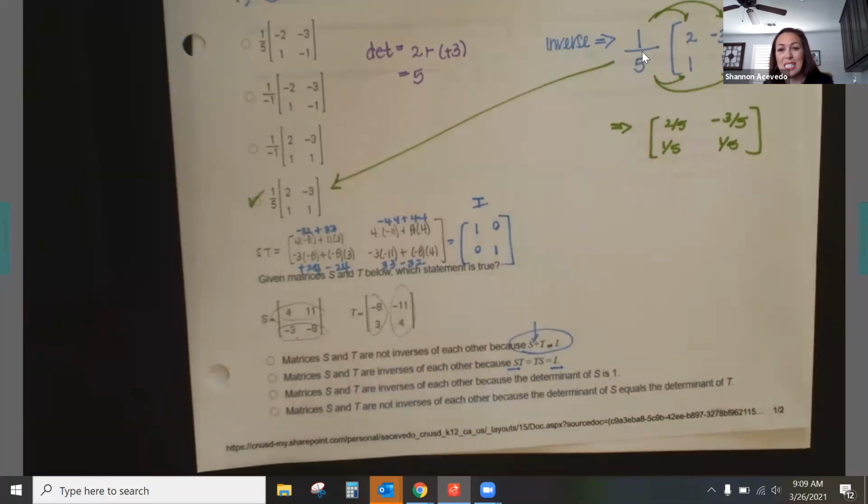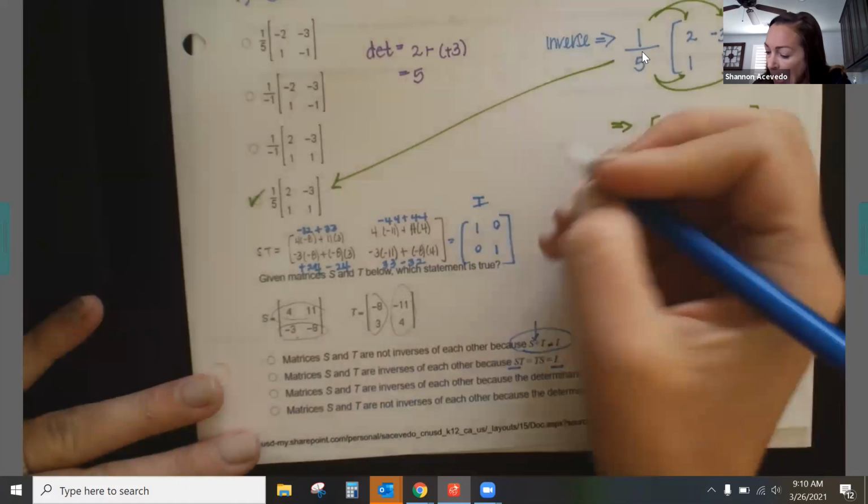But do I know that TS is also equal to it? Because remember, is it commutative? No, it's not always commutative. Could it be? Yes, if they're inverses, they're going to be commutative. But S times T isn't always the same as T times S. Remember when we did our matrices and they're different sizes, you had to do it in that certain order. It makes a difference. So I would also have to check my TS.